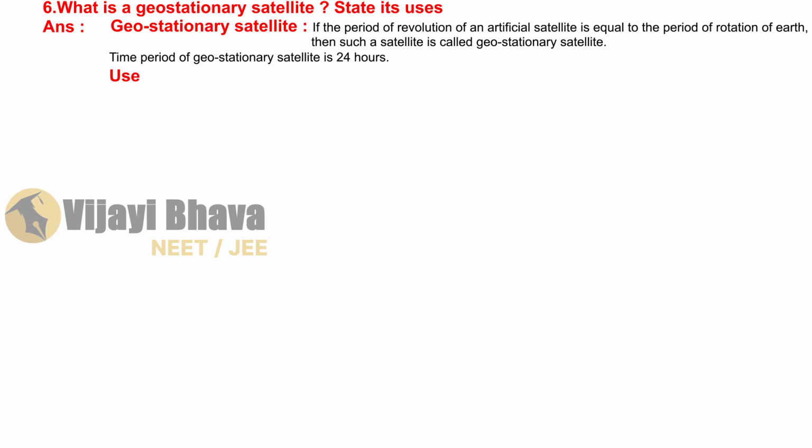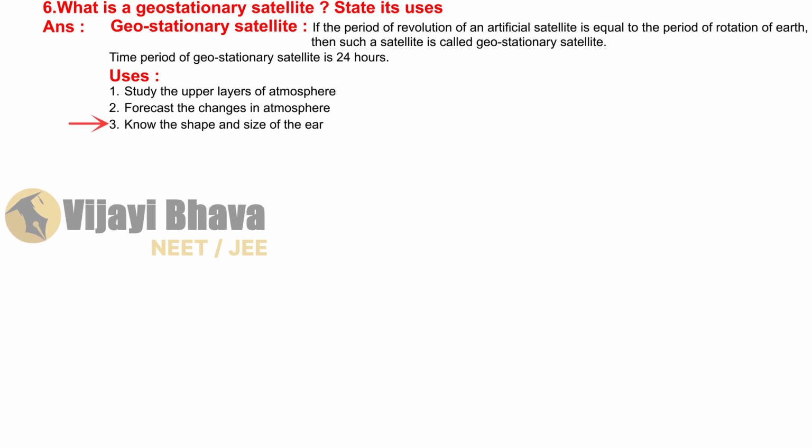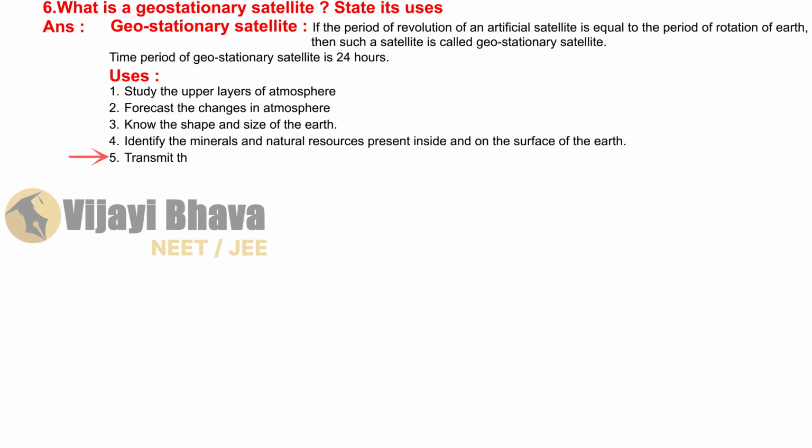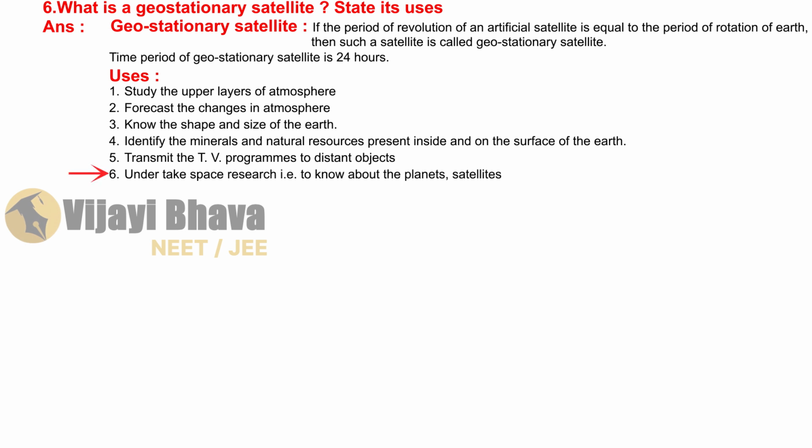Coming to the uses of a geostationary satellite, a geostationary satellite is used to study the upper layers of the atmosphere. They are used to forecast the changes in atmosphere. They are used to know the shape and size of the earth. Geostationary satellites are used to identify the minerals and natural resources present inside and on the surface of the earth. Also, the geostationary satellites transmit the TV programs to distant objects. Geostationary satellites undertake space research, that is, to know about the planets, satellites, comets, etc.